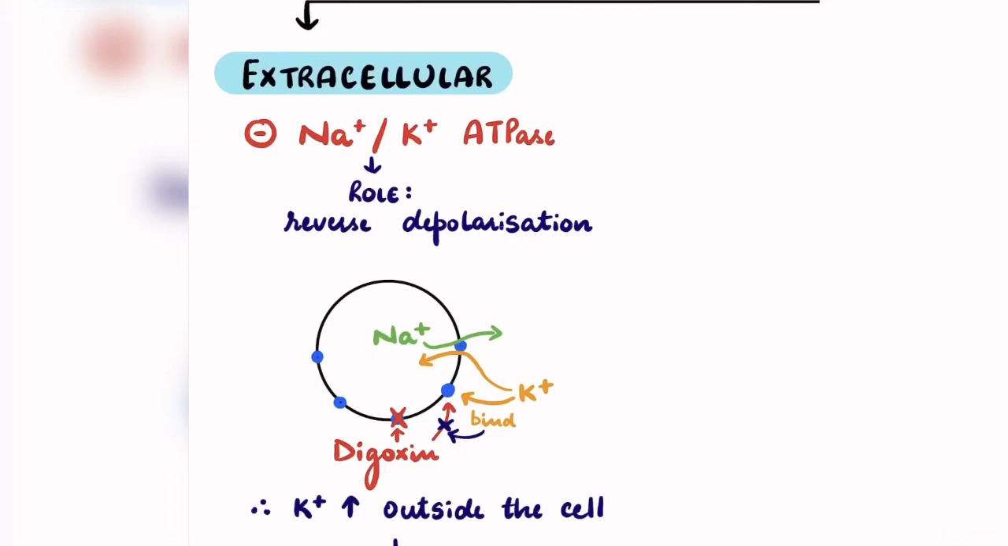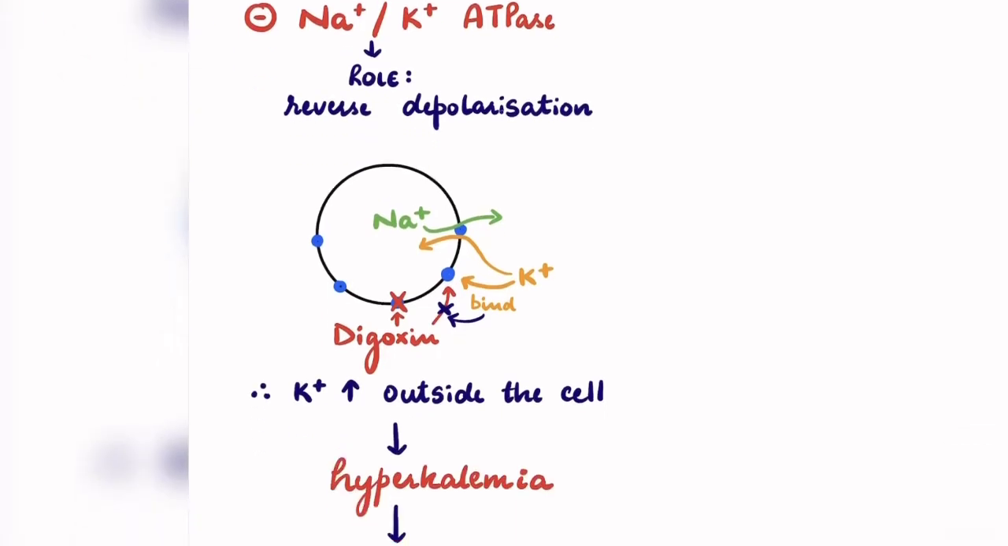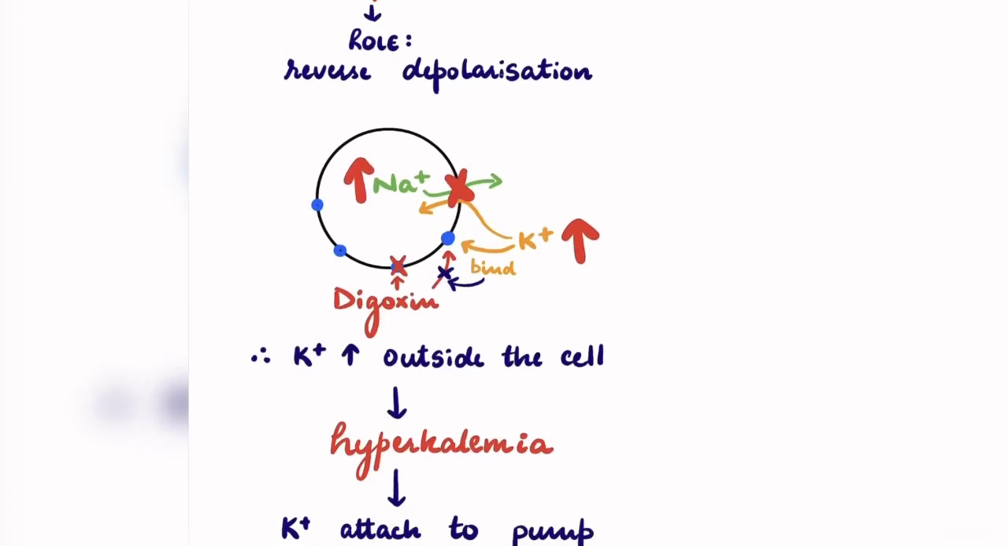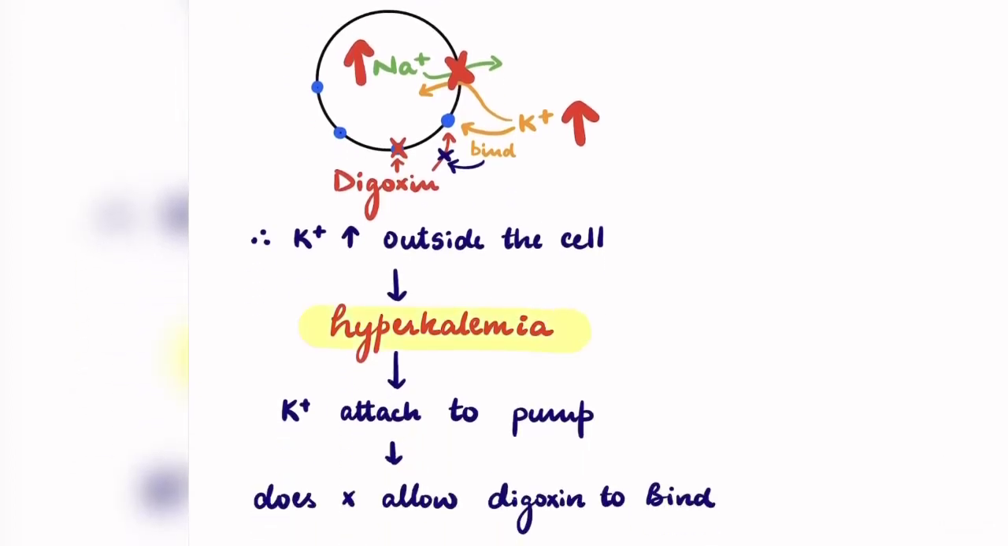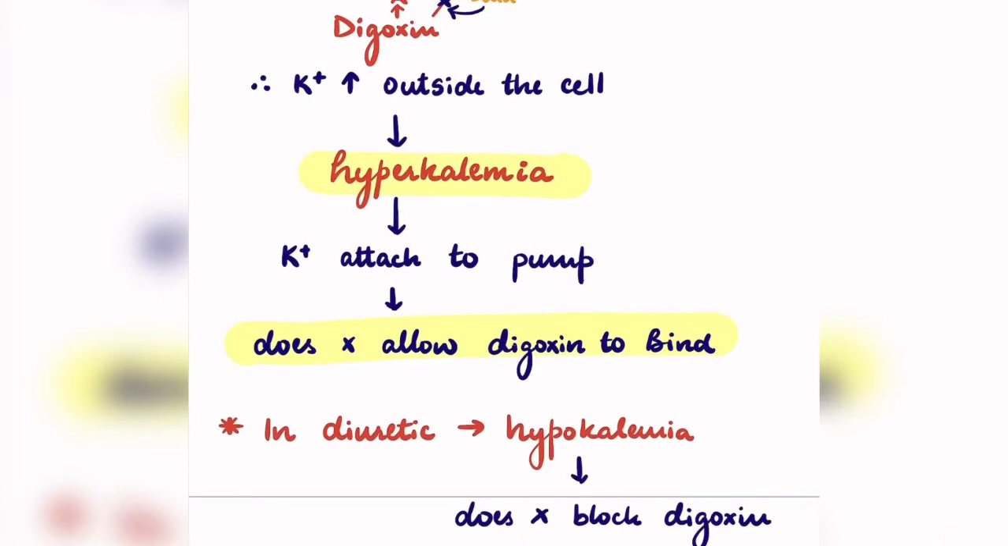So whenever I block the sodium potassium ATPase pump, the sodium is not going outside and the potassium is not coming inside, which means the potassium increases outside and sodium increases inside. So that means it causes hyperkalemia in the body. Now this potassium that has increased binds to this sodium potassium pump and prevents the digoxin from further binding to this pump. It does not allow the digoxin to bind, and that means it prevents digoxin toxicity.